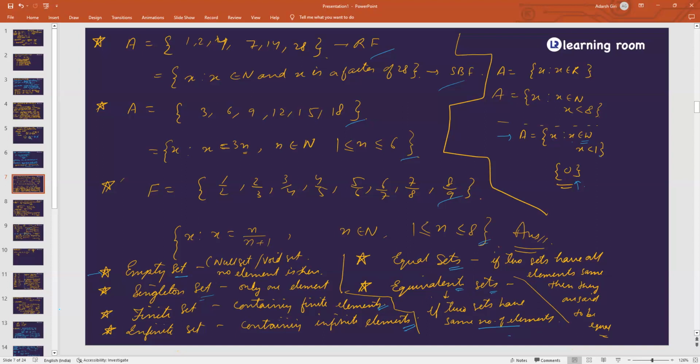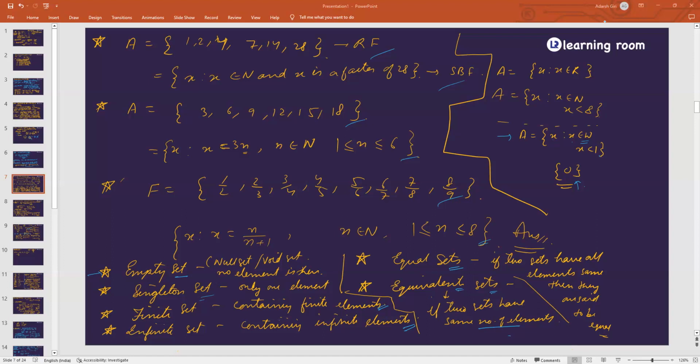For example, if I want to write a natural number less than 1, can I write it? It should be 0, right? No, 0 is not a natural number. Oh okay, fine, it's a whole number. Exactly. So that will be a null set.